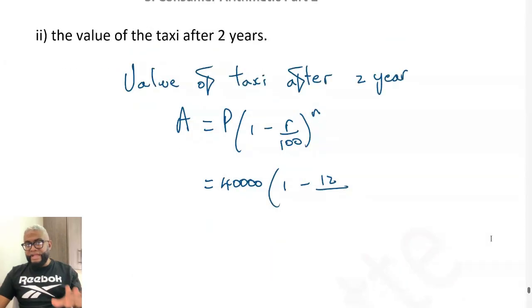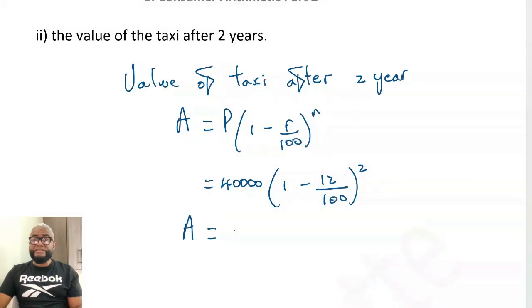So if we want the value of the taxi after 2 years, we must apply our formula. The initial value is 40,000. The percent is 12, so it'll be 12 over 100, and it's 2 years. Give me my final value for the car here.